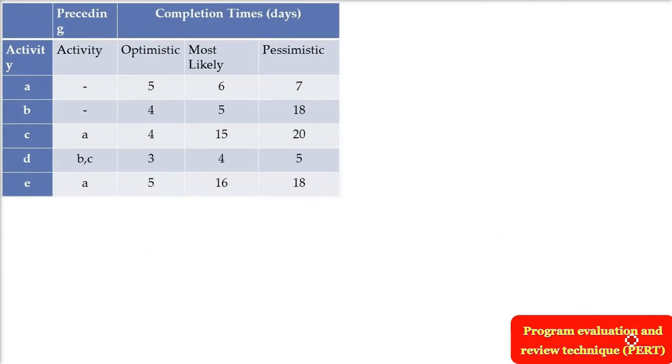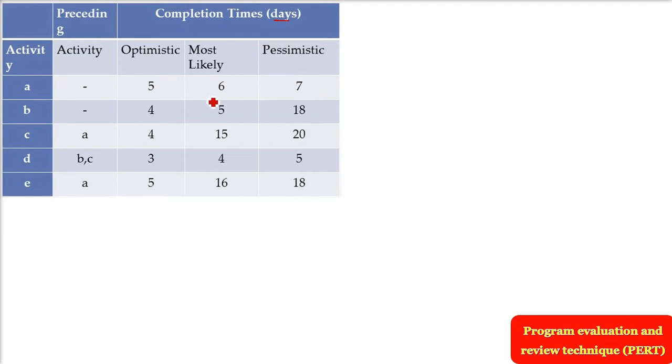Program Evaluation and Review Technique, PERT. In this PERT, how do we do this? Let us take a very simple example. Here you see activities A, B, C, D, E. The activities preceding these are given here. The completion days are given in PERT as optimistic, most likely, and pessimistic. For example, 5 is the optimistic for activity A to complete, pessimistic says 7, and most likely is 6.